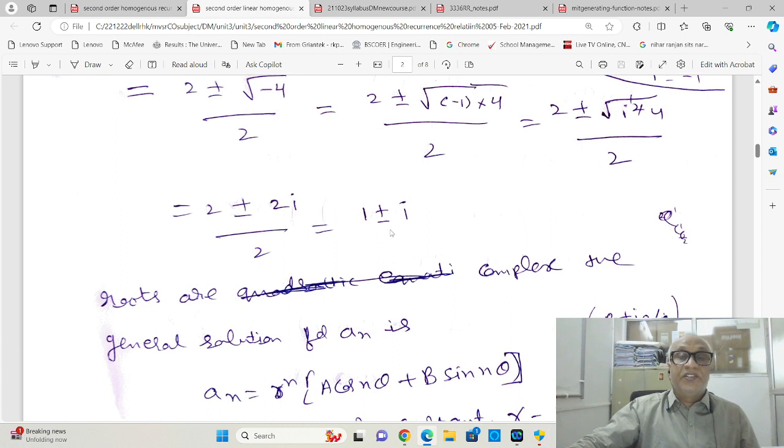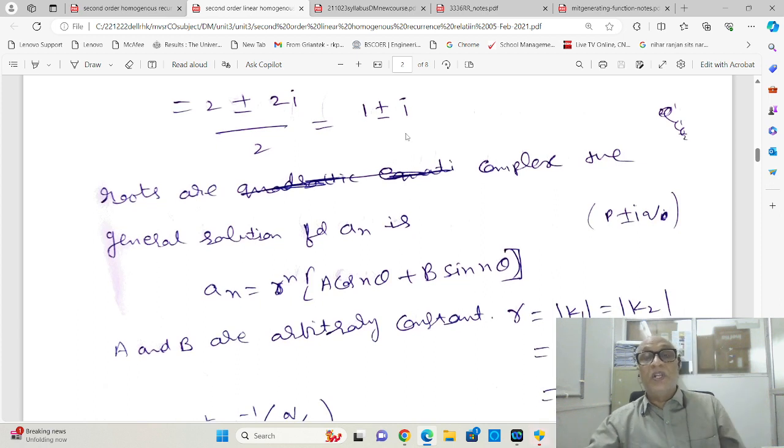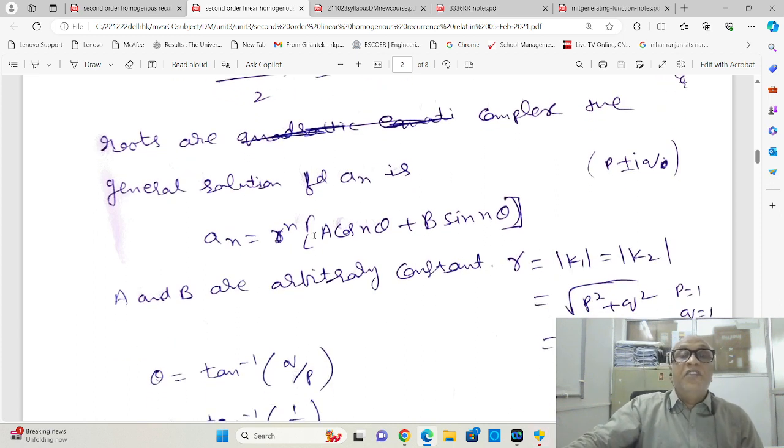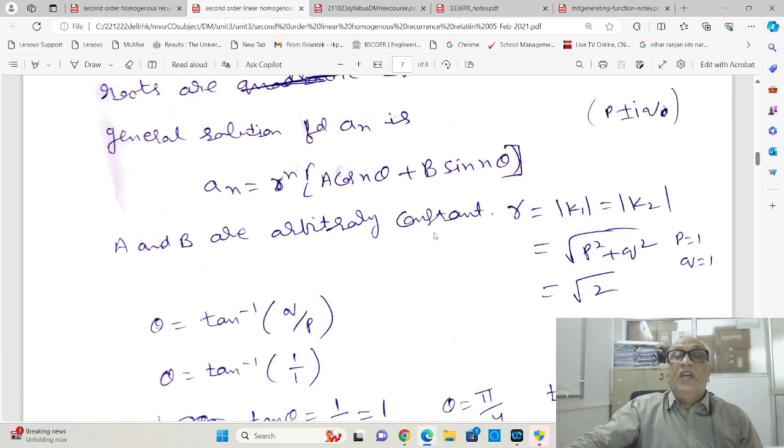So here we will be getting the complex roots as 1 plus or minus i. As the roots are complex, plus or minus i, an will be equal to this. Here a and b are constants. So r will be equal to square root of p square plus q square. p is 1, q is 1. So square root of 2.